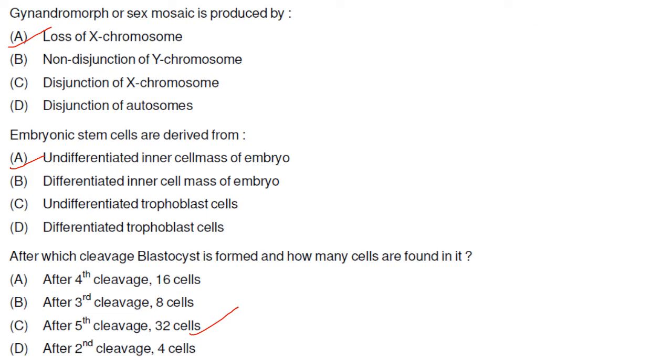Gynandromorph or sex mosaic is produced by. So gynandromorphs are individuals who contain both XO male and female XX characteristics. The male character is present in one part and the female character in another part. In Drosophila, it results due to the loss of one X chromosome during the first meiotic division. So the answer here is option A, that is loss of X chromosome.